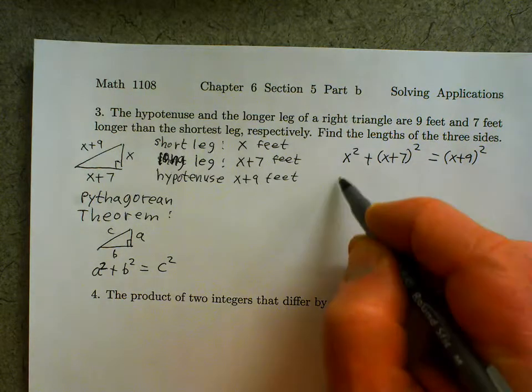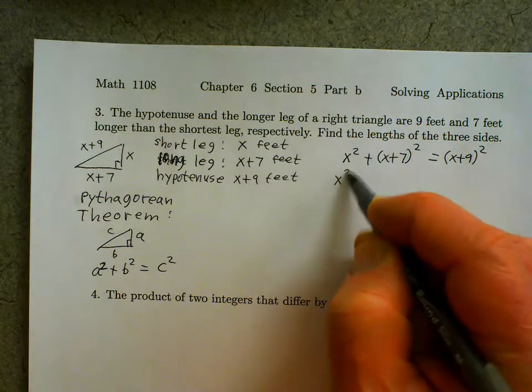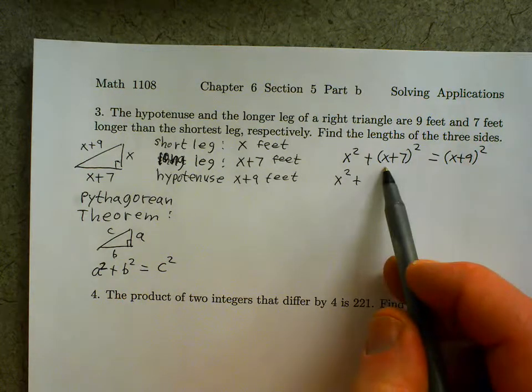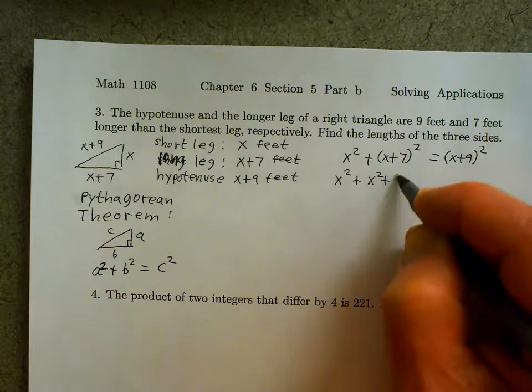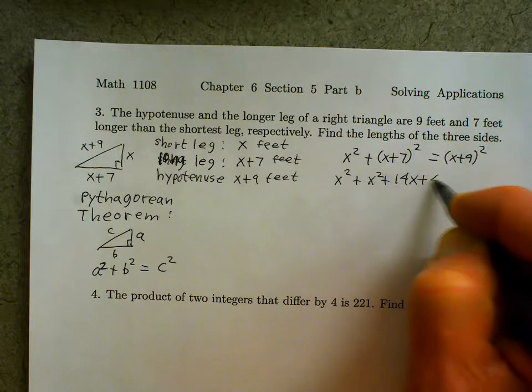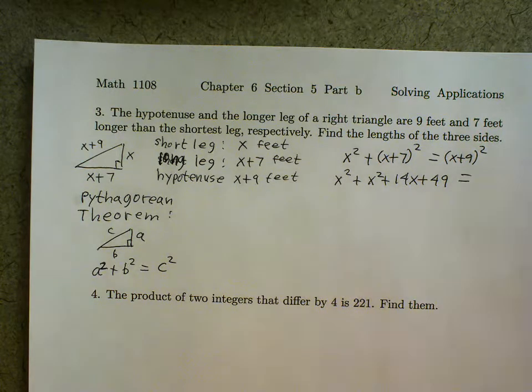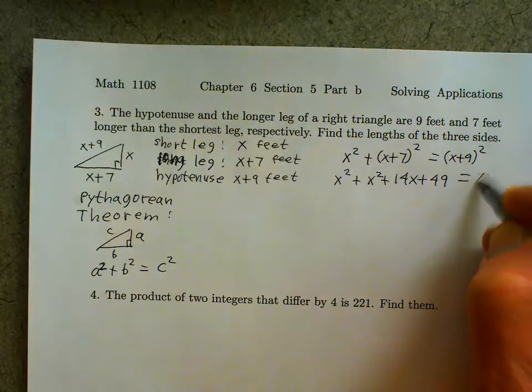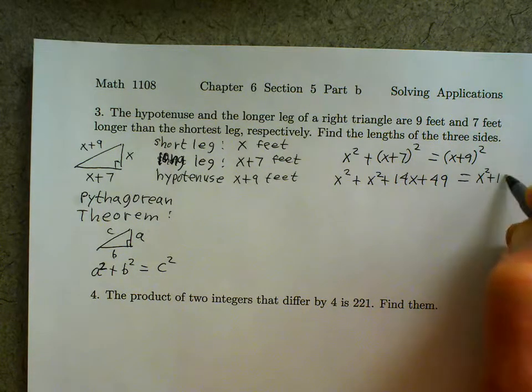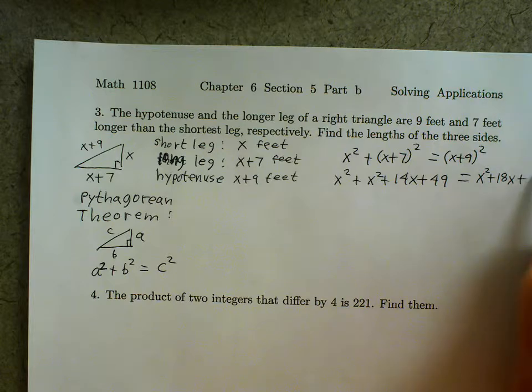Okay, so we should multiply everything out. When we square the binomial x plus 7, we get x squared plus 14x plus 49. And on the right-hand side, we'll square the binomial x plus 9. That means x plus 9 times x plus 9, so we get x squared plus 18x plus 81.